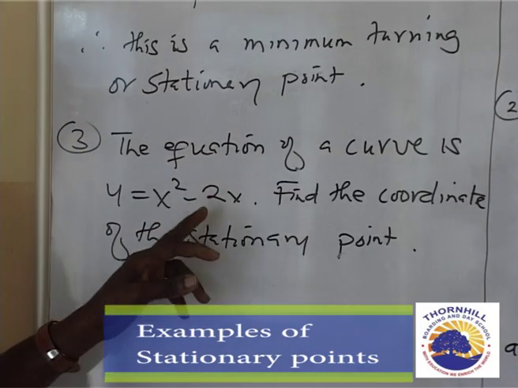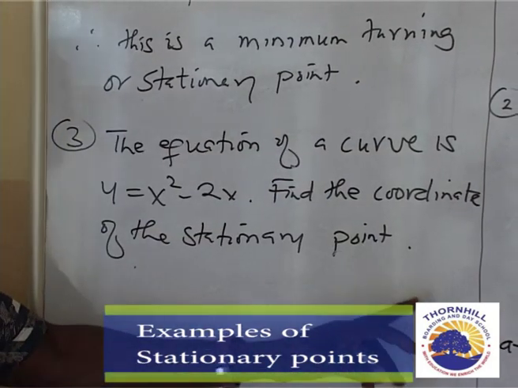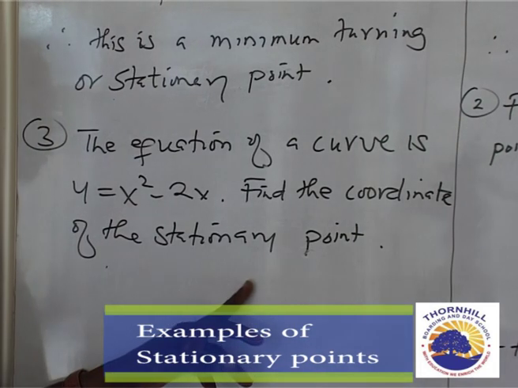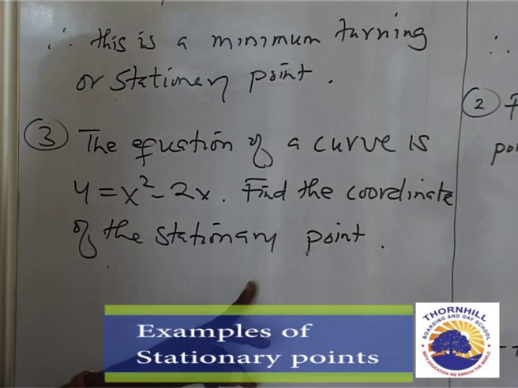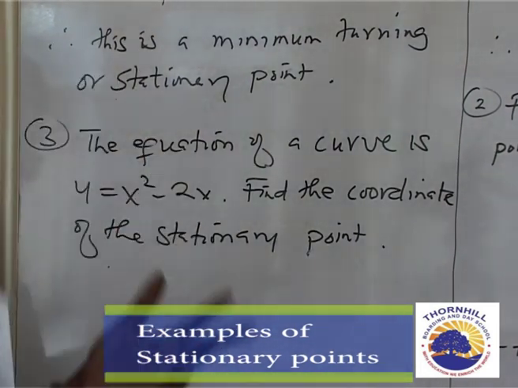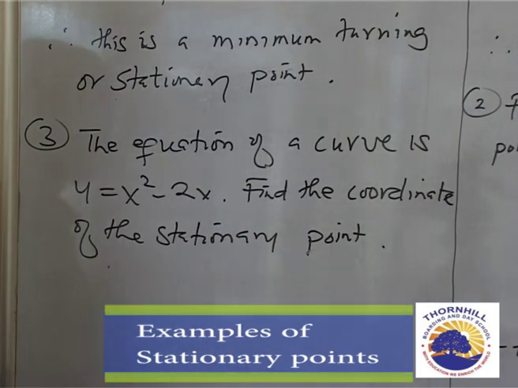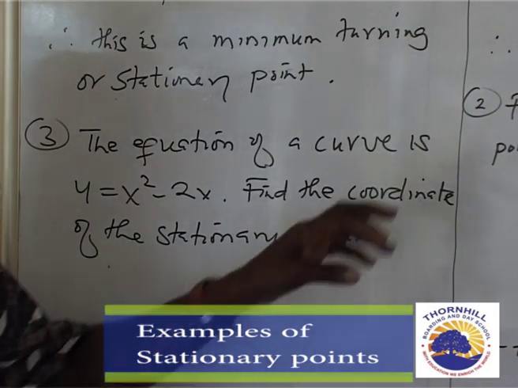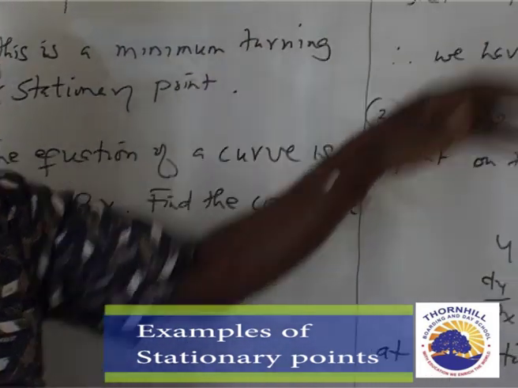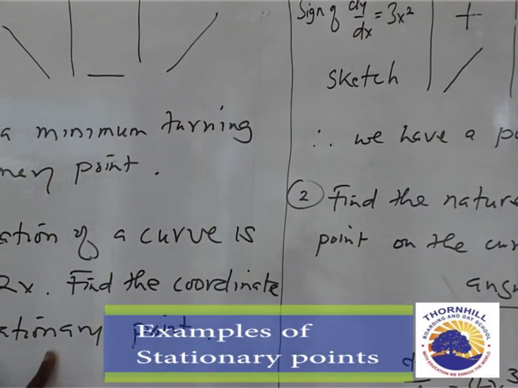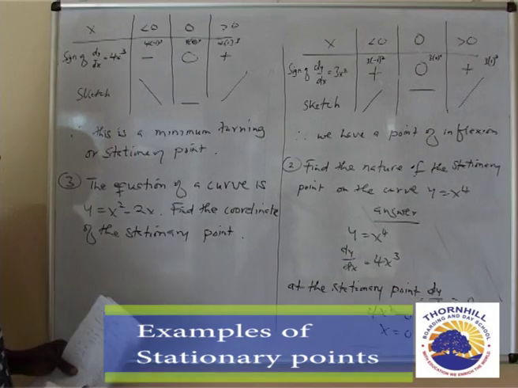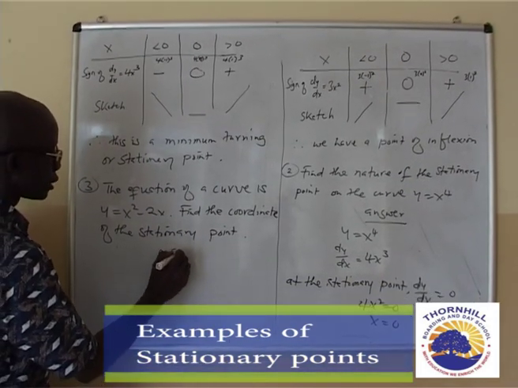The equation of a curve is this. Find the coordinates of the stationary point. They are not asking you to find the nature, but just the coordinates, the y and the x value. If they say nature, that is where you use the sign test. So here we are just finding the coordinates of the stationary point. This is how we answer this question.